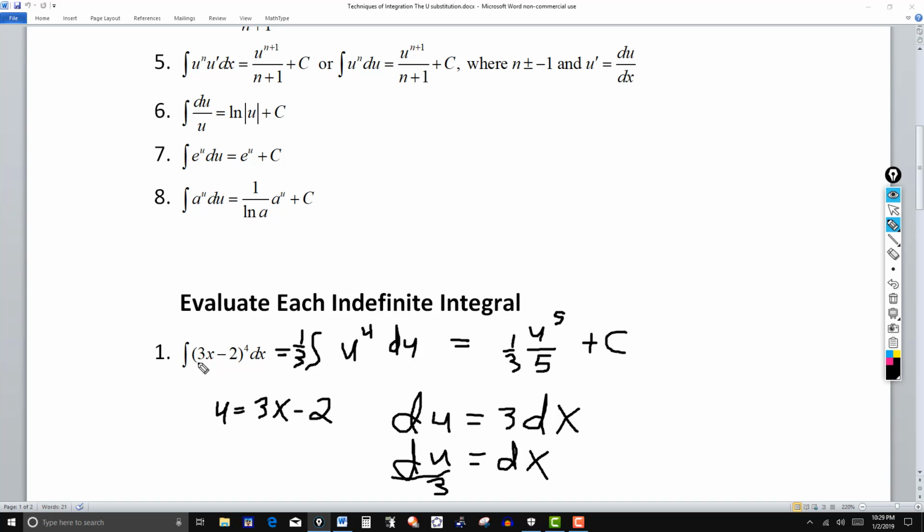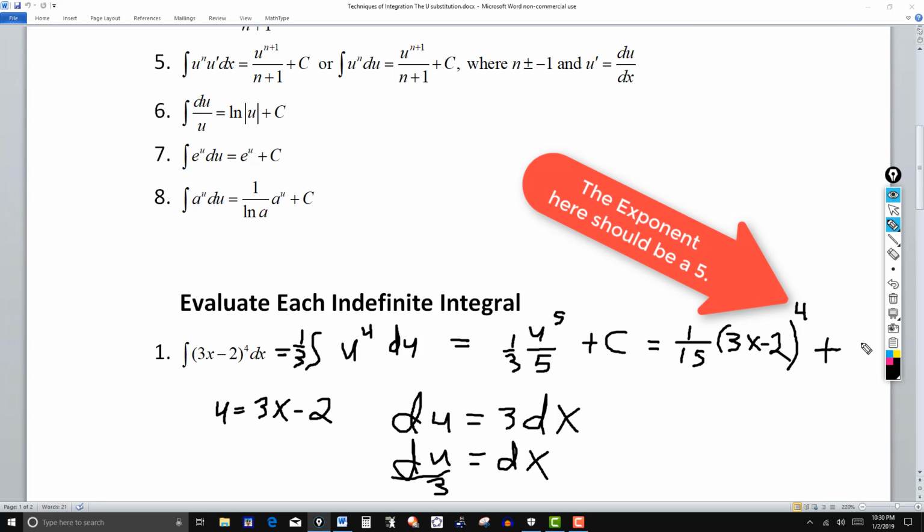So then here I simply go through and multiply this out. This will be 1/15, 1 over 15, and then u is 3x minus 2, and that's taken to the 4th power, and that's plus a constant. And this is your answer.